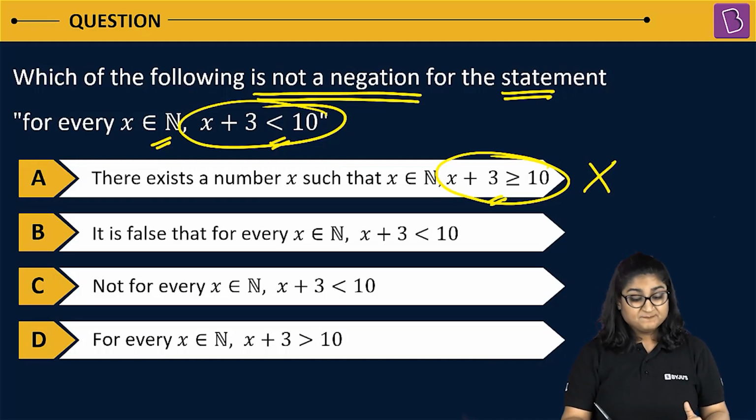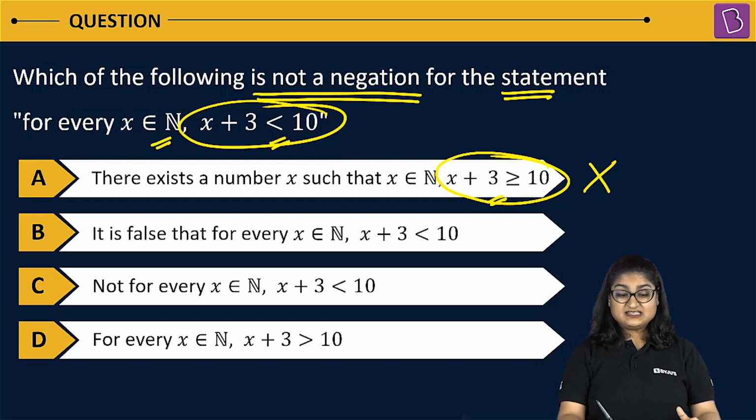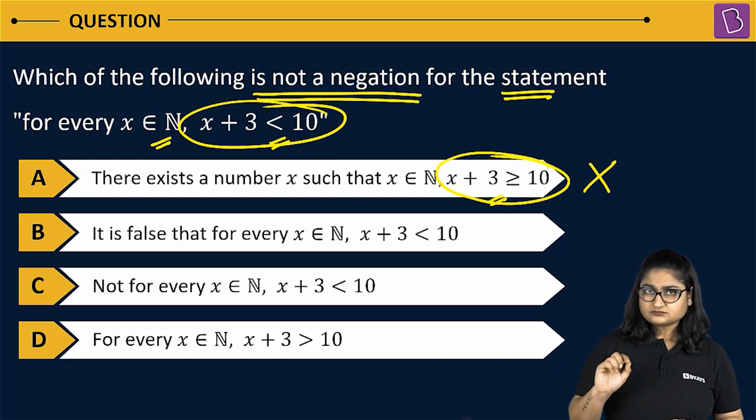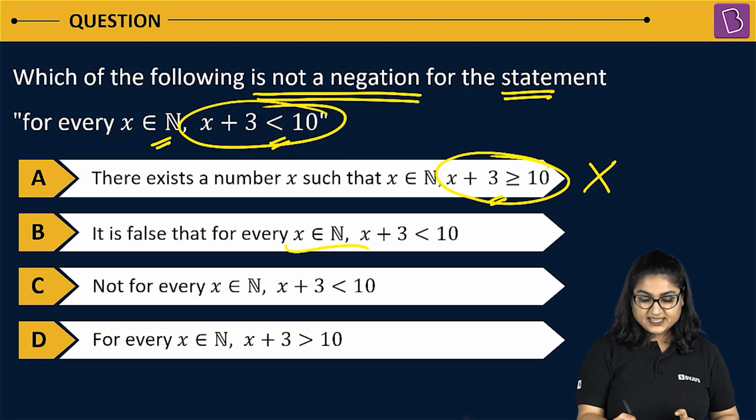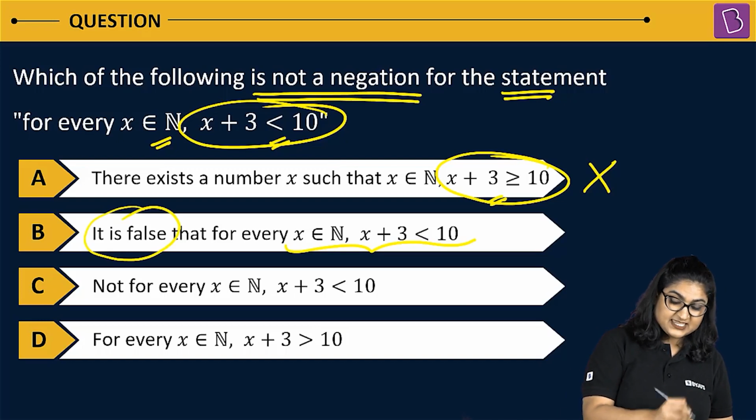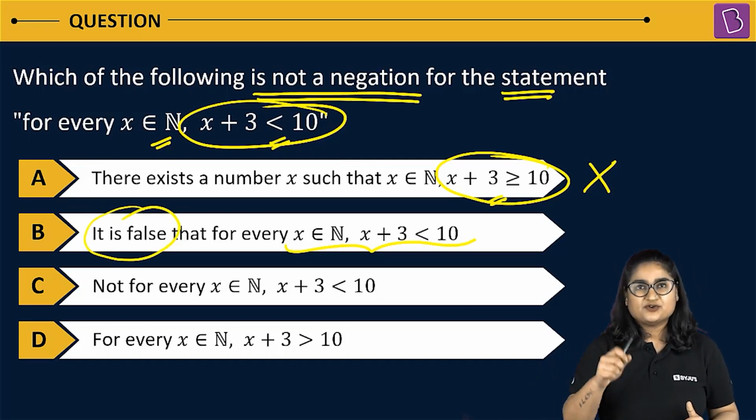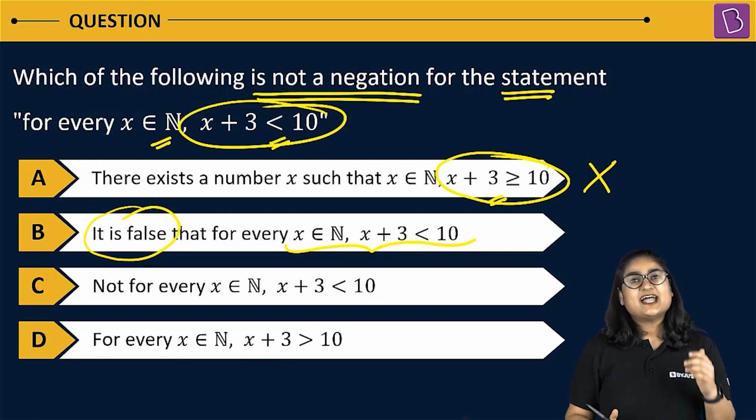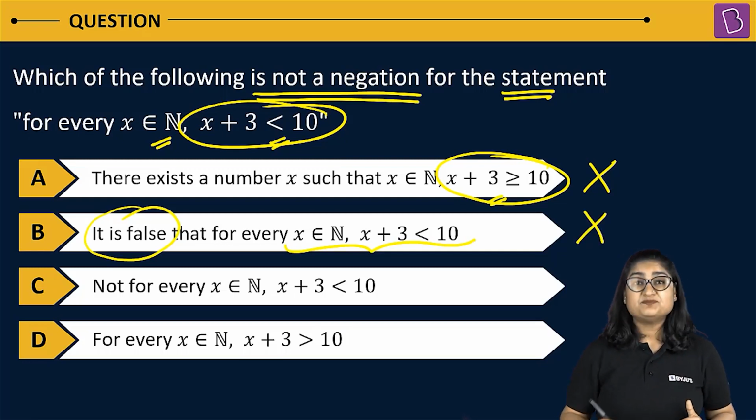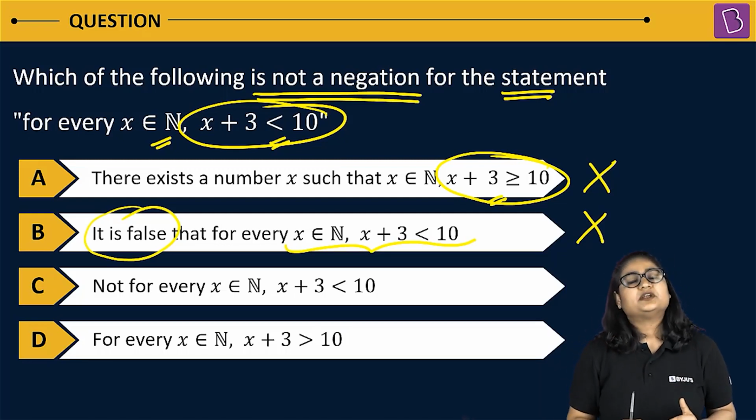Moving on to option B. It is false that for every x belonging to the set of natural numbers, x plus 3 is less than 10. Even though we are talking about the same statement here, for every x belonging to the set of natural numbers, x plus 3 is less than 10, at the start of this we are saying it is false. Okay, so we are starting with the negation of the given statement, hence we can say that even option B would be rejected, because option B clearly states in other words that we are talking about the negation of the given statement.